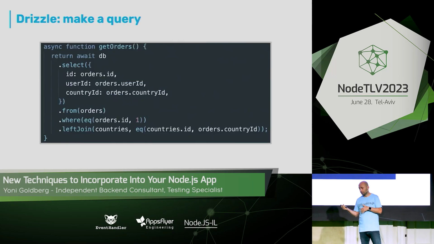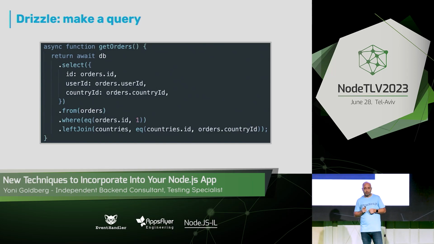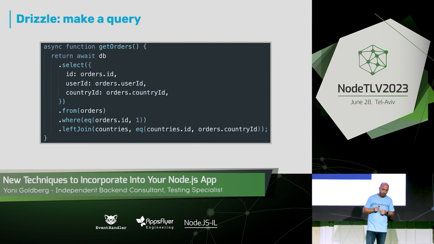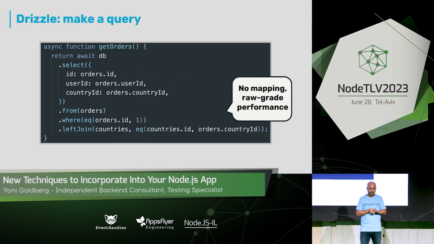And this is Drizzle. With Drizzle, this is how a query looks like. And the syntax matters. So we call the DB, select statement, from, where, left join, SQL, right? It looks really similar to SQL.